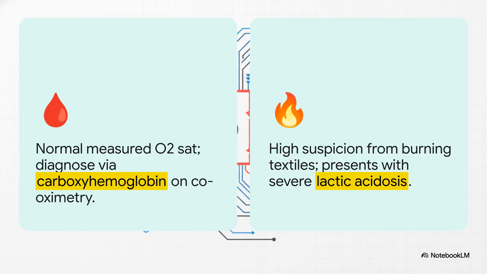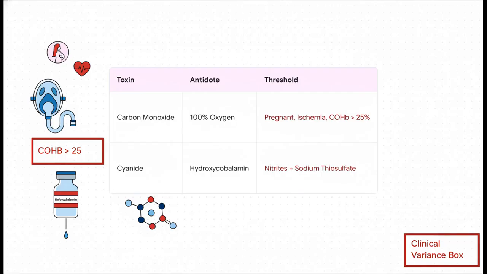And here's the kicker. It reveals itself not through a specific immediate blood test, because let's be real, waiting for serum cyanide levels to come back will literally kill your patient, but through high clinical suspicion. We're talking inhalation from burning textiles or carpets, combined with severe unexplained lactic acidosis and unusually bright red venous blood. The absolute key here is knowing your strict interventional thresholds. For carbon monoxide, slapping on a 100% oxygen face mask is just the starting point.